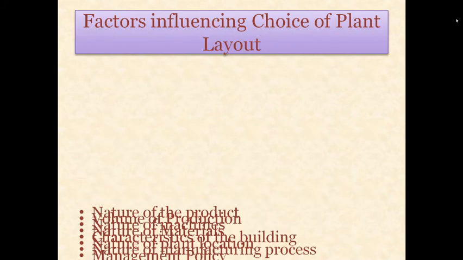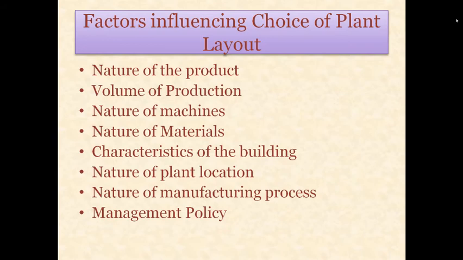So when you have a choice of plant layout, there are five basic types of layout. The choice of a layout depends on these factors: nature of the product, whether it is simple or complex; volume of production, whether it is large or small; nature of machines, whether they are general purpose machines or special purpose machines; nature of material, whether they are light in weight or heavy in weight; characteristics of the building, whether it is a multi-story building or a single story building; nature of the plant location, the terrain where it is situated; manufacturing process, the heat, cold process, whatever is being involved; management policy, the way the management wants it to be. So, depending on these features, the choice of a plant layout depends.